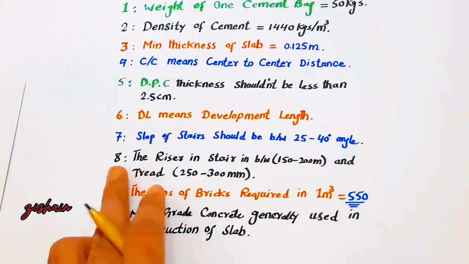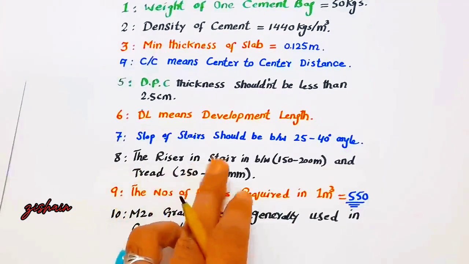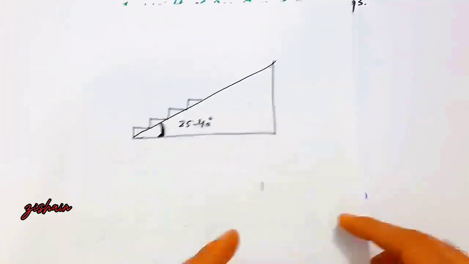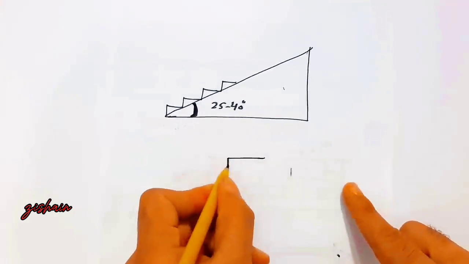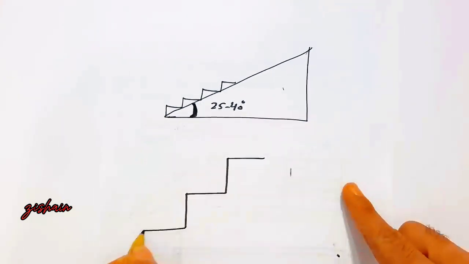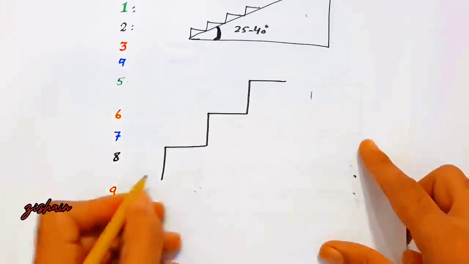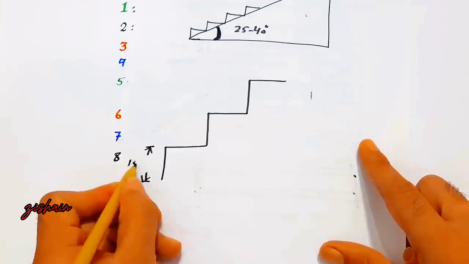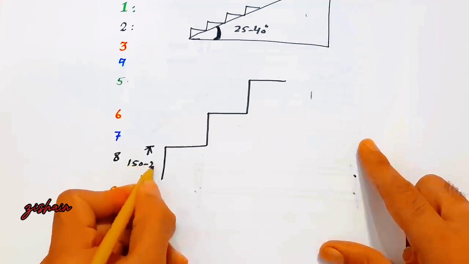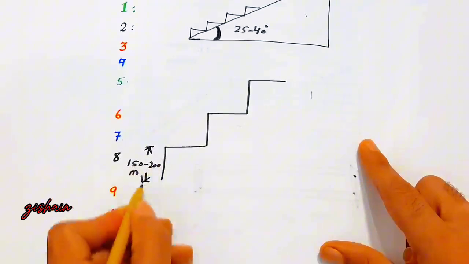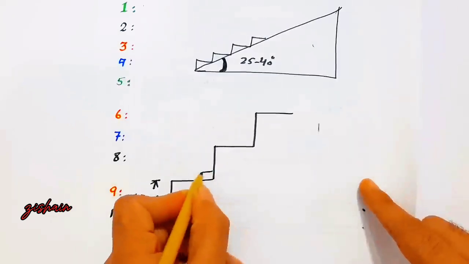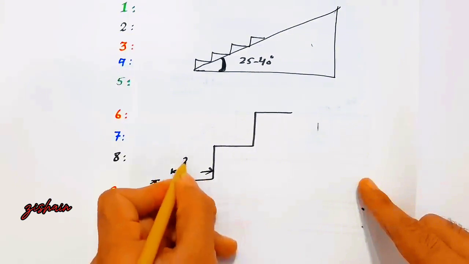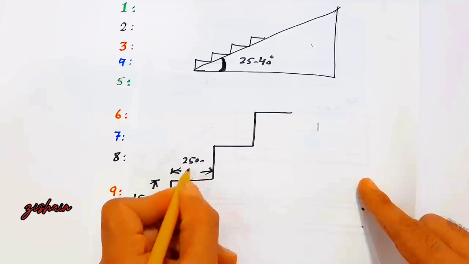Next one, guys, you can see here the eighth: the riser and tread of stairs. Riser, as you can see in the steps, this is called the riser, and it should be between 150 to 200 millimeters in height. And the next one, this is called the tread. The tread should be 250 to 300 mm.